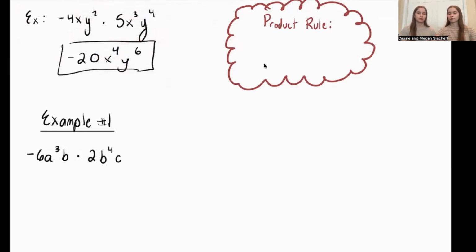Now we can do the same thing for the y. So right here, there are 2 y's being multiplied. Here are 4 more y's being multiplied. 2 y's plus another 4 y's gives us a total of 6 y's being multiplied. And this is what gives us the product rule.